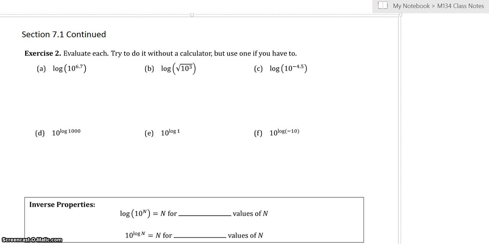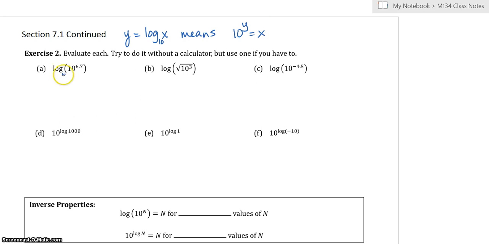Again, when you think of logs, you're looking for an exponent to which you need to raise 10, because there's no number here, so that means base 10, to get to that number. Again, I'll write what it means. y equals log of x means the 10 is the base, and you could put a 10 here if you want. The y is the exponent, and x is the answer.